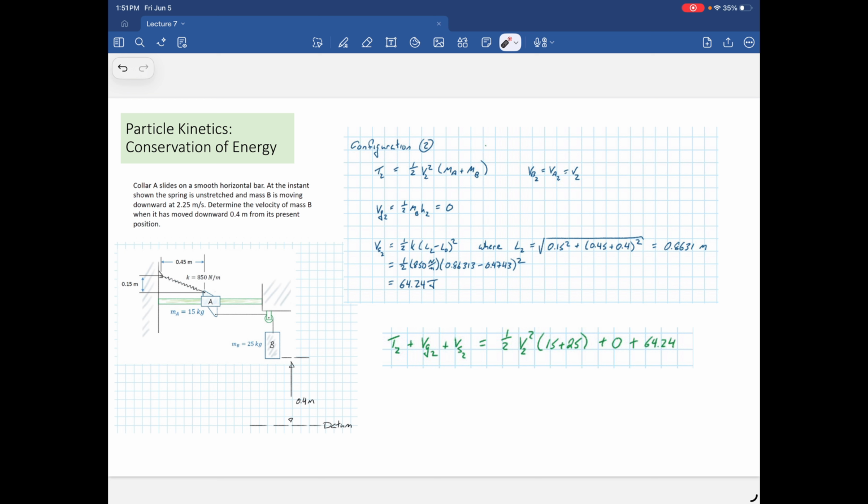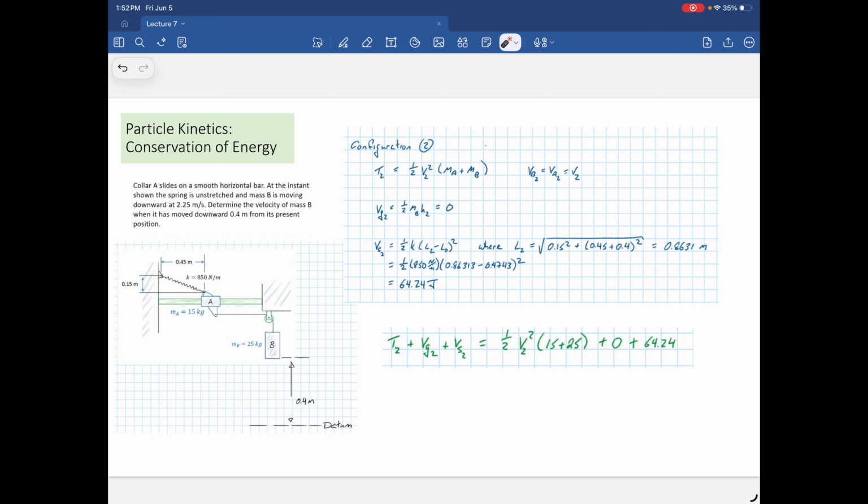Plugging that into our spring potential energy, 1/2 k s squared, the spring constant is 850 newtons per meter, and this is the new length of the spring, this is the original length of the spring. That gives me a total distance s, which we square, for a total spring potential energy of 64.24 joules.